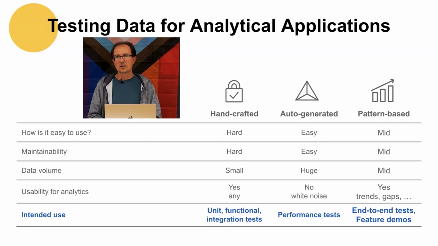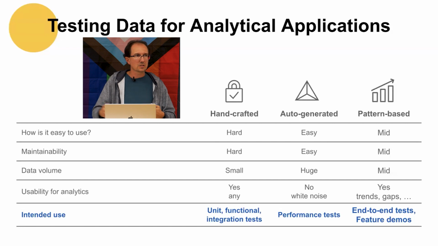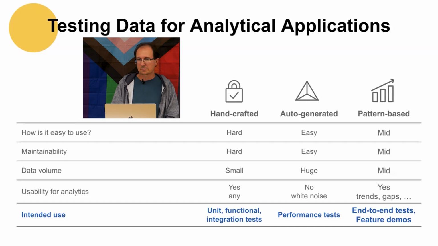Auto-generated data is used for performance tests. And why? Because we want a huge amount of data that needs to be processed throughout the whole stack, and we can verify whether the performance of the whole stack is fast enough. It's typically used for ETL processes, where we have multiple transformations of the data, and we just want to know whether it will perform.